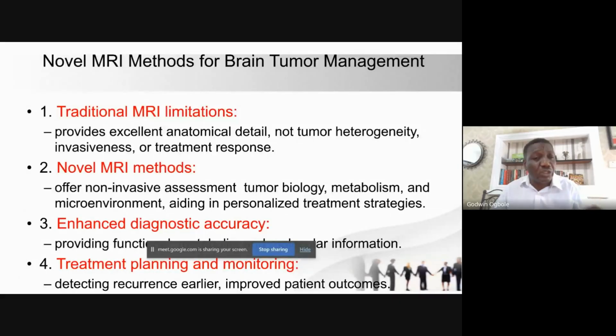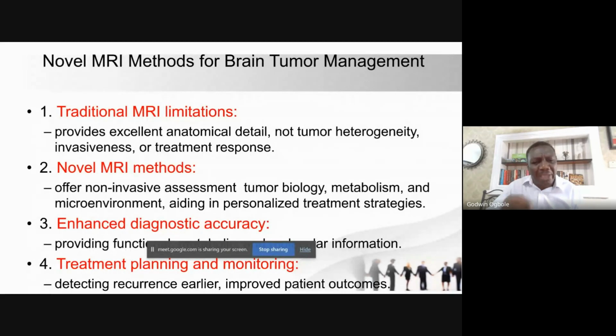show us even invasiveness, but they are not well equipped to show us treatment responses and things like that. And that's why we call them novel techniques. These are techniques that have been evolving over the time. They offer non-invasive ways of understanding the tumor biology. We can understand the metabolism that's going on within the tumor and around the tumor.